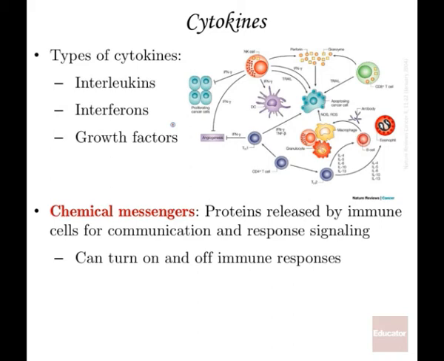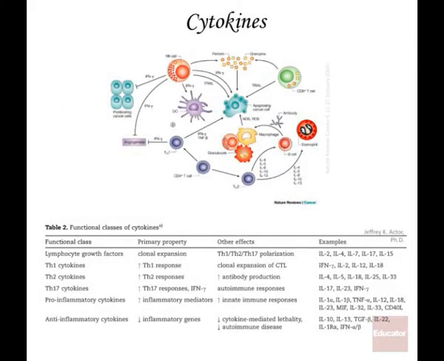pathogens. The chemical messengers are also known as cytokines, and these are proteins released by the immune cells for communication and signaling. They can both elicit an immune response, and they can also turn off an immune response. Here's the same picture again, and down below we have a table that illustrates all of these different interleukins and cytokines that cause these different reactions.